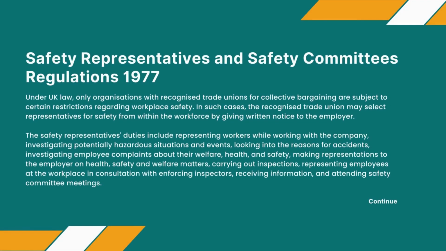Safety Representatives and Safety Committees Regulations 1977. Under UK law, only organizations with recognized trade unions for collective bargaining are subject to certain restrictions regarding workplace safety. In such cases, the recognized trade union may select representatives for safety from within the workforce by giving written notice to the employer.